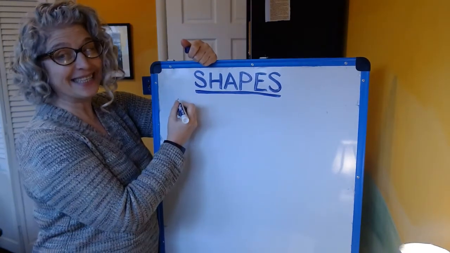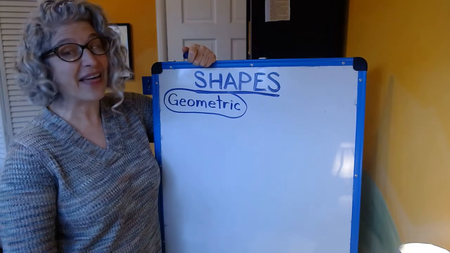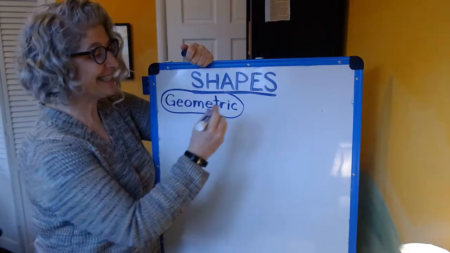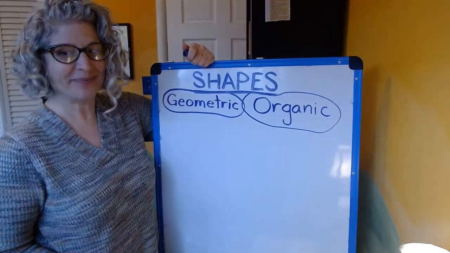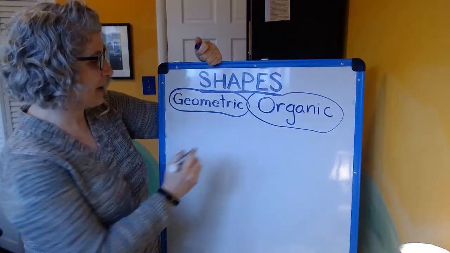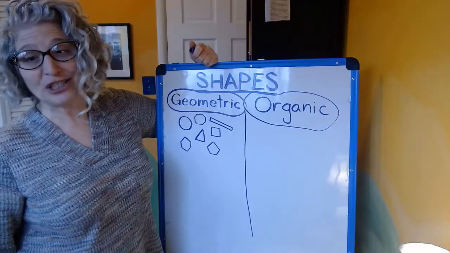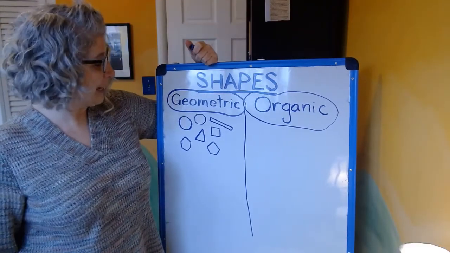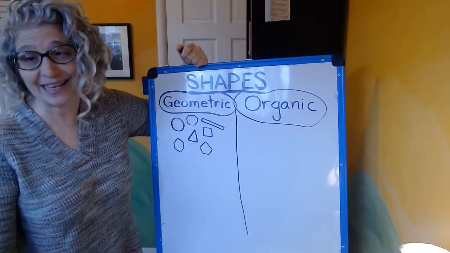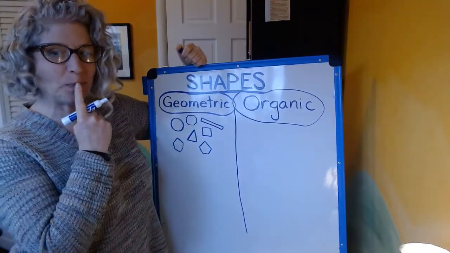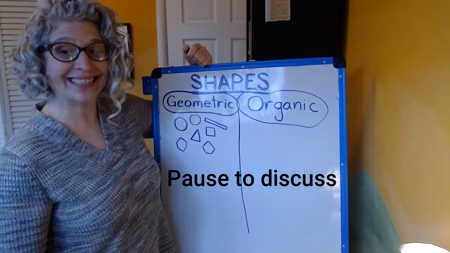One is geometric shapes, and the other is organic shapes. Who can name some geometric shapes? Good job. Those are all geometric shapes. We study geometric shapes in math class. Can anybody describe an organic shape?